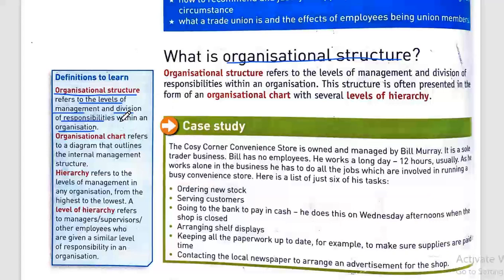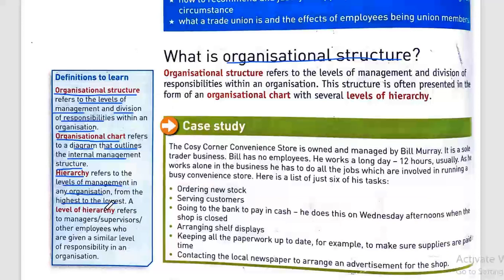So in order to know the organizational structure of this business or this organization, I must make an organizational chart. An organizational chart is a diagram that outlines the internal management structure. So the management team in this business must make a diagram that outlines all the internal management structure, the levels and the responsibilities. In shape, it should be a hierarchy referring to the levels of management in an organization from the highest level to the lowest level.